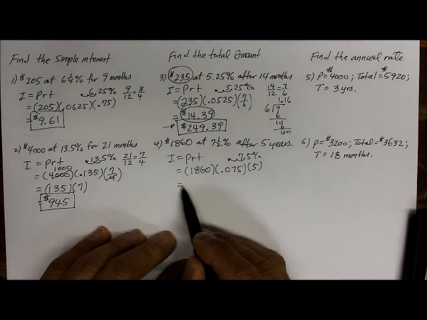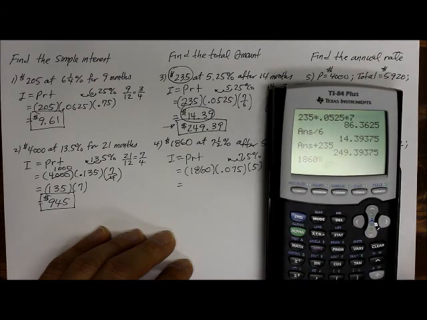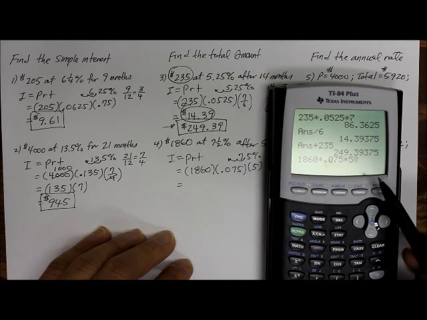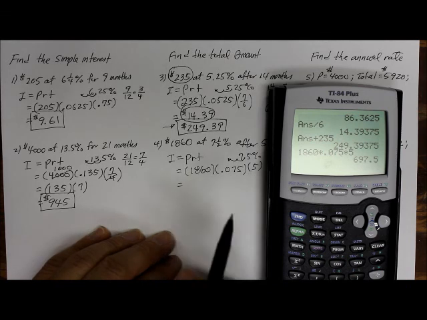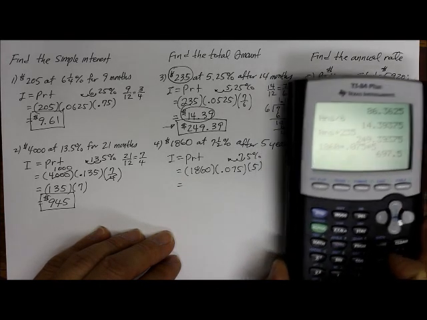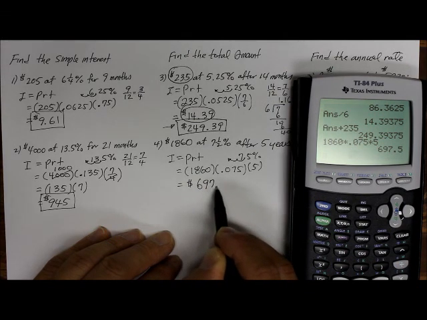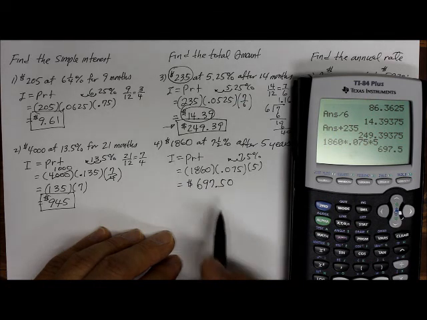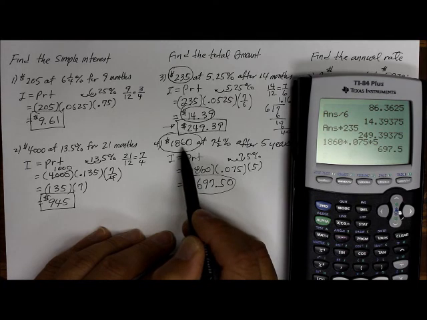So now we have 1860. Here, let me put the calculator up so it's visible. Times 0.075 times 5 years long. Woo! That's like throughout your high school. Held back 1 extra year. We don't want that. Then your interest after 5 years will be $697.50. Now that's good. So add that interest with your original balance of 1860, or original principal.